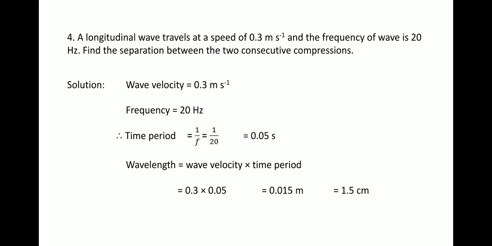Or in proper way, if we write the answer, then we can write it as 1.5 into 10 to the power minus 2 meters. Because in SI system, we try to write our answers in SI system, and SI system means the length has to be written in meters. Alright, so 1.5 into 10 to the power minus 2 meters becomes your answer.